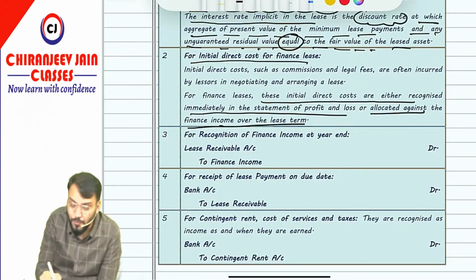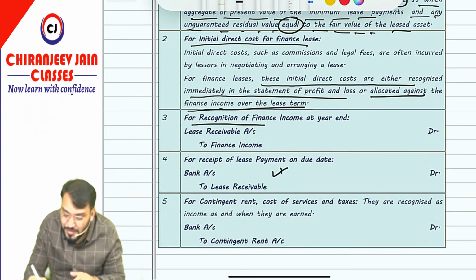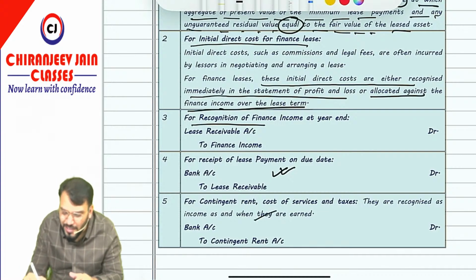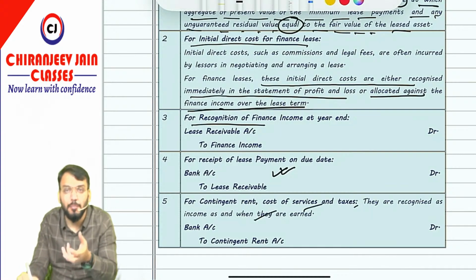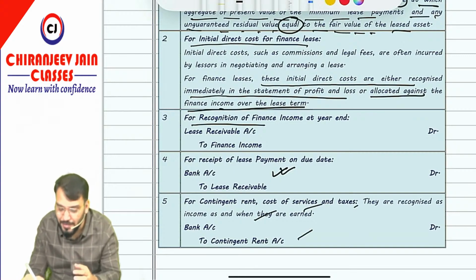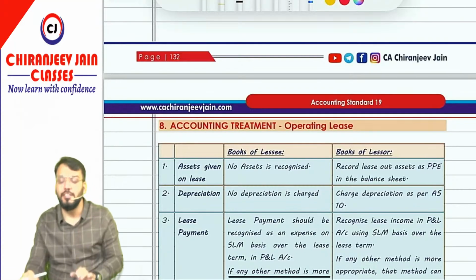Now for recognition of finance income, journal entry: lease receivable account debit to finance income. Once the lease payment is received, bank account debit to lease receivable. And for contingent rent, cost of service, taxes, if that amount is received, that will become income as and when they are earned. Bank account debit to respective income. Got this fine? This was the accounting treatment in the books of Lessor.